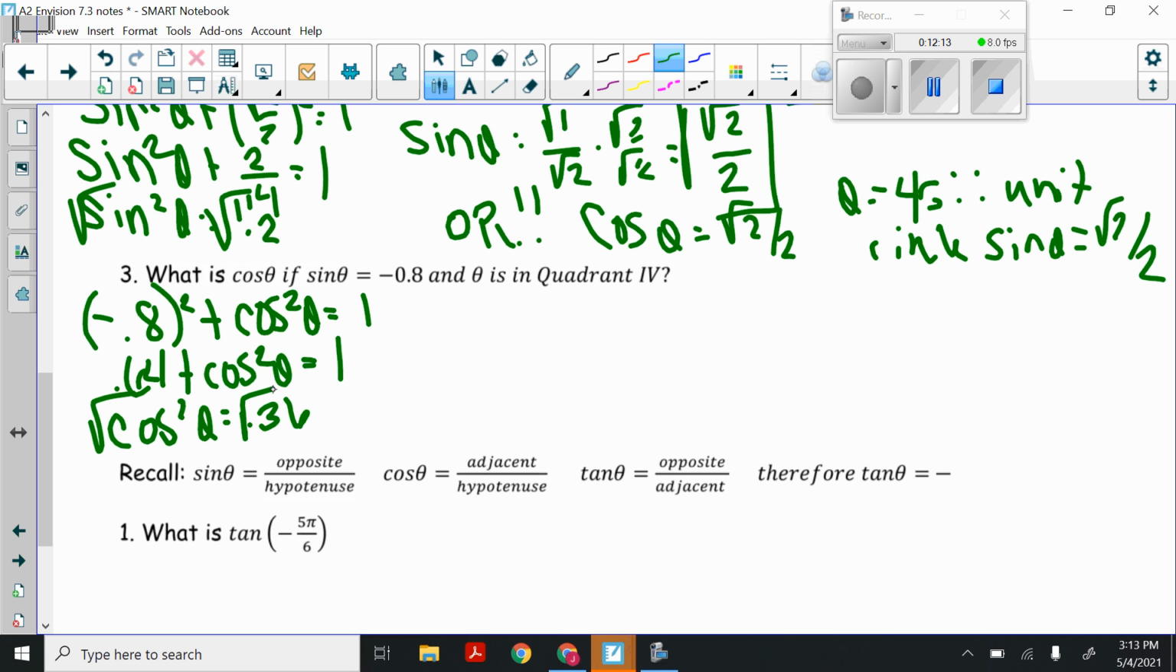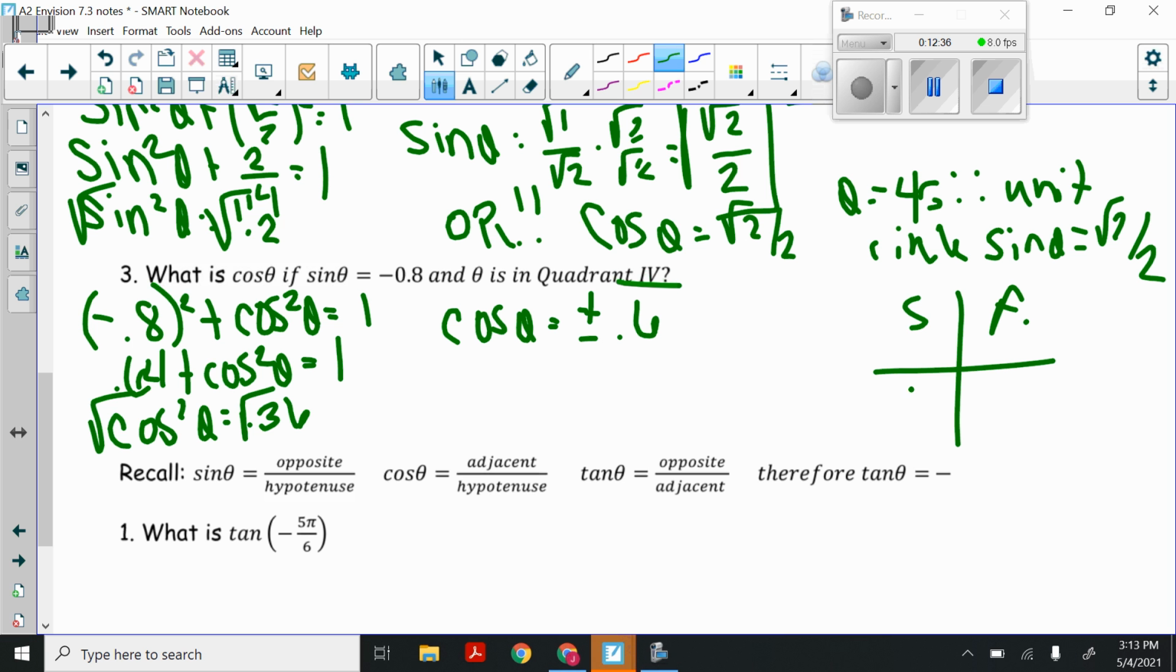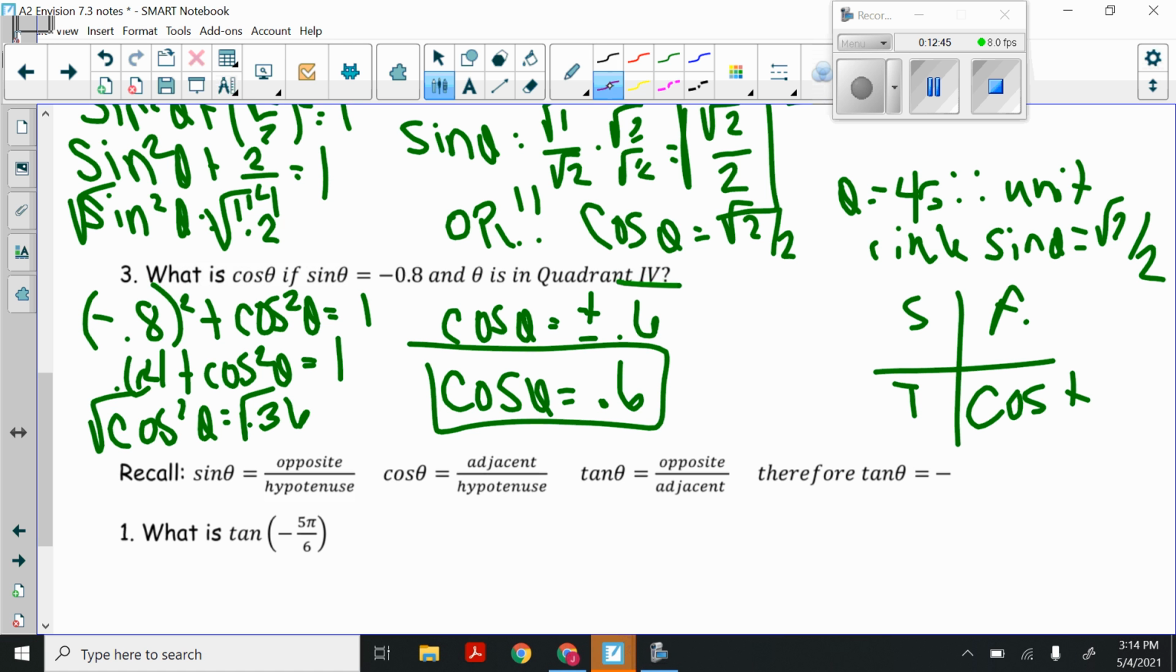Take the square root of both sides. So then I have the cosine of theta equals positive and negative the square root of 0.36, which is plus or minus 0.6. Now I have to figure out, do I want the positive or the negative? I'm looking at quadrant 4. So remember quadrant 4, a smart trig class: cosine is positive, so the cosine of theta is equal to positive 0.6 for my answer. Okay.